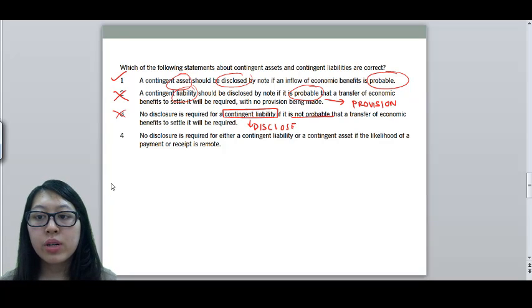No disclosure is required for either a contingent liability or a contingent asset if the likelihood of a payment or receipt is remote. Now note here they've said remote. Remote applies to either scenario. If it is remote, meaning less than 5% or 10% chance, then we don't have to do anything. So no disclosure would be the appropriate action to take.